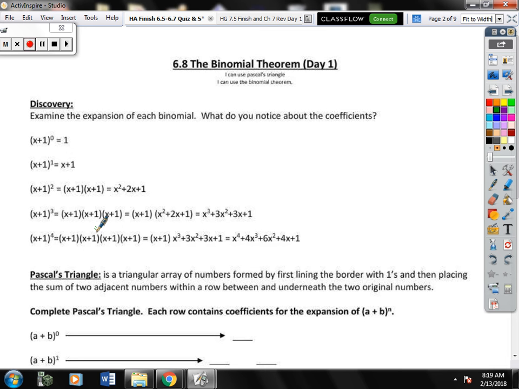coefficients of these terms. So this one was a 1, this is a 1 and a 1, this is a 1, a 2, and a 1. This one gets me 1, 3, 3, 1. And this one gets me 1, 4, 6, 4, 1. Does anyone notice any patterns among the coefficients?